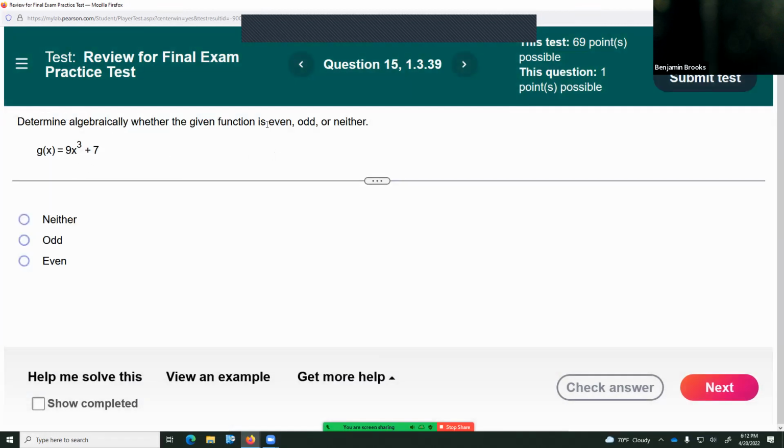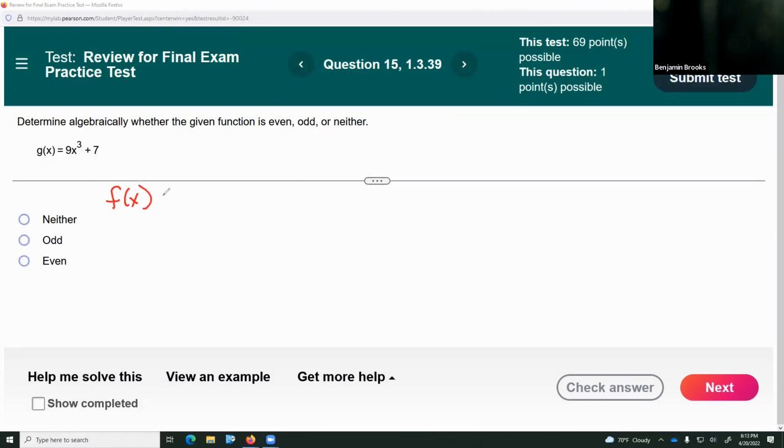Determine algebraically whether the function is even, odd, or neither. All right, so it's 3 things that we need to know. Basically, if f of x is equal to f of -x, this is even. And the best way to tell that is, honestly, just pick some values. Like, for example, pick the 2 values, 1 and -1, and plug them in and see if you get the same thing. If you do get the same thing, it's even.